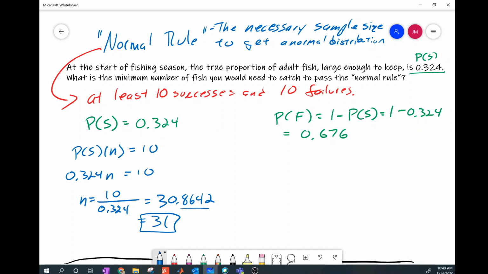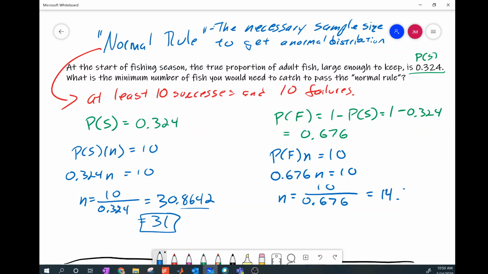Let's see for failures. So again, this would be the probability of failure times n equals 10. So that's 0.676 times n equals 10. So n equals 10 over 0.676. Put that in my calculator. 10 divided by 0.676. And you'll get 14.793. And again, we can't have 0.793 tests, so we would have 15.